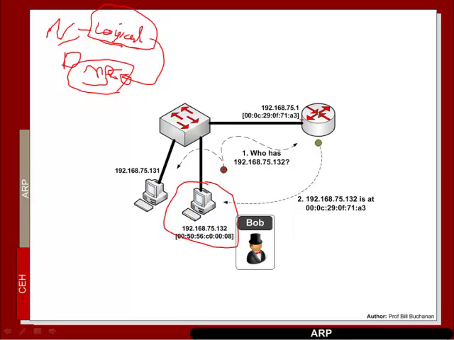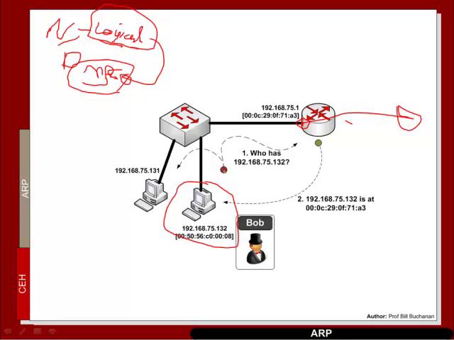So in this case, this node here, Bob, wants to actually find out what the MAC address is of the gateway. Okay, so if Bob wants to get out onto the internet, he must actually find out what the MAC address is here to be able to communicate with this port, so that the router can actually send the data out onto the internet.